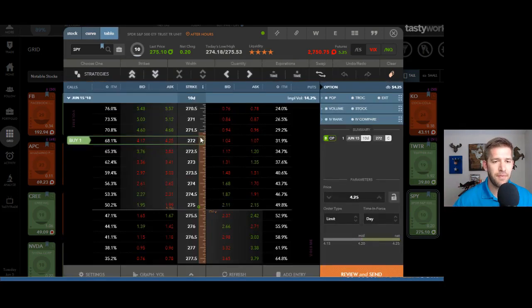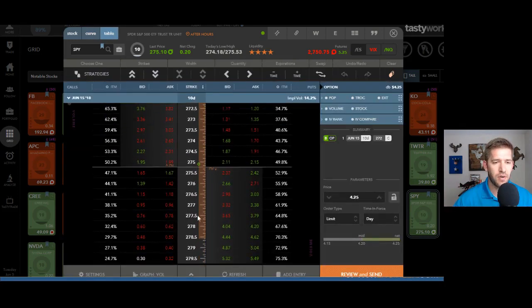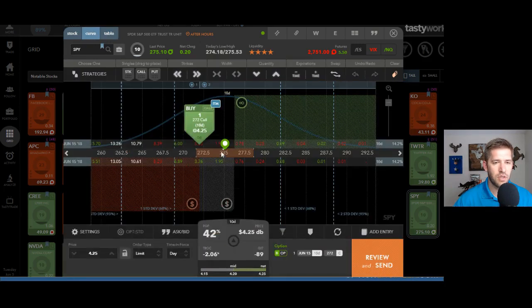So let's just go back to the table view. You see how 275 is going down here, it's going to the right. So that just gets us oriented. This is the movement of the underlying security, SPY. So now let's look at some of the other things that are going on here.